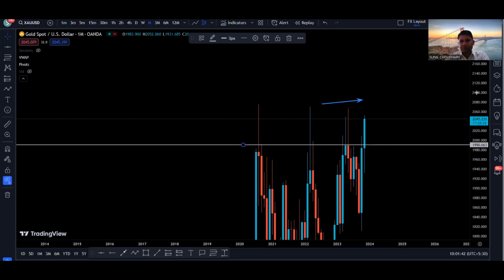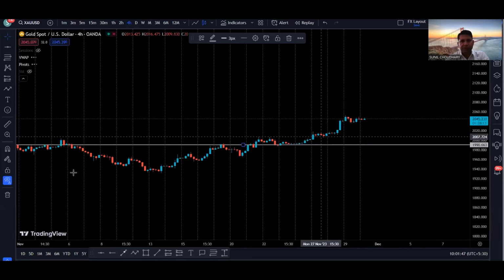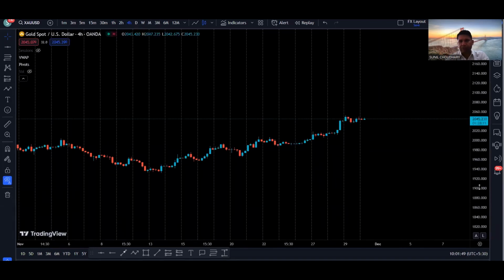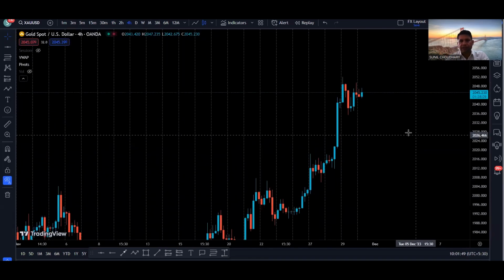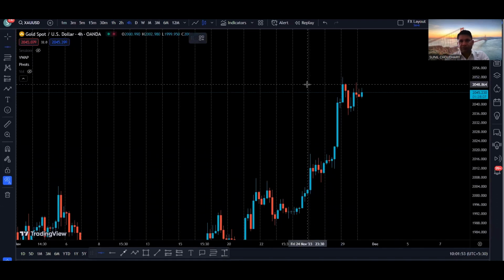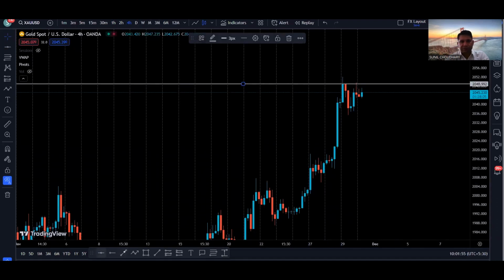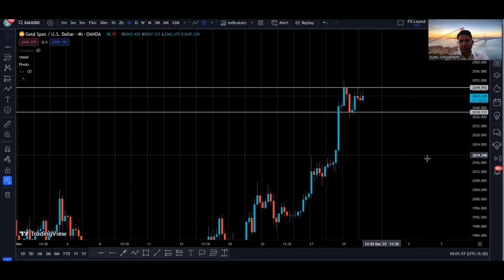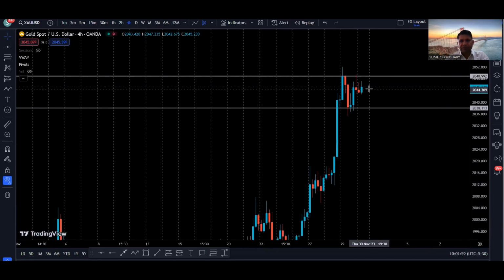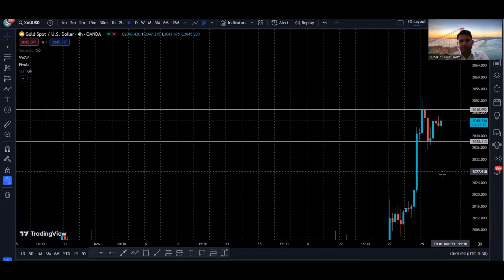So now let's go to the 4-hour time frame to see what we can anticipate on the intraday setup. On the 4-hour time frame, we can see that we have this resistance and we have this support, right? And right now the price is consolidating between this resistance and support.